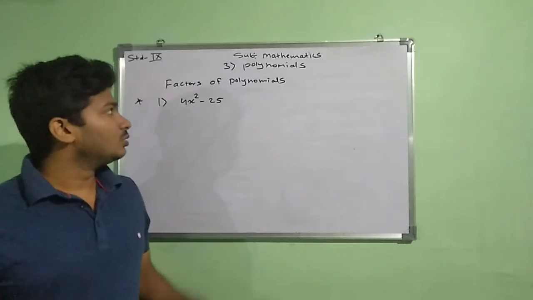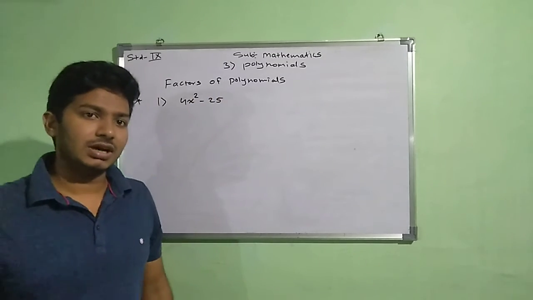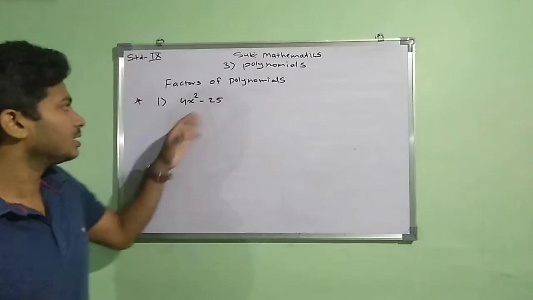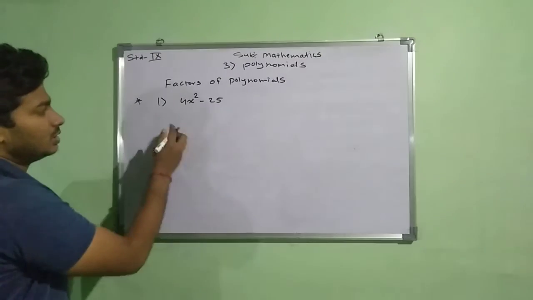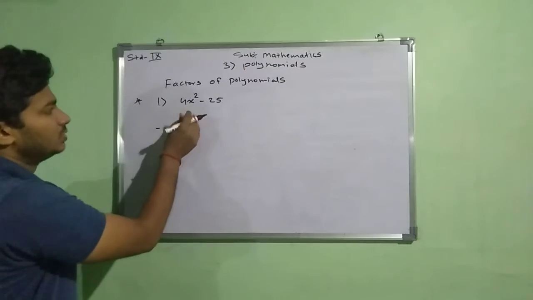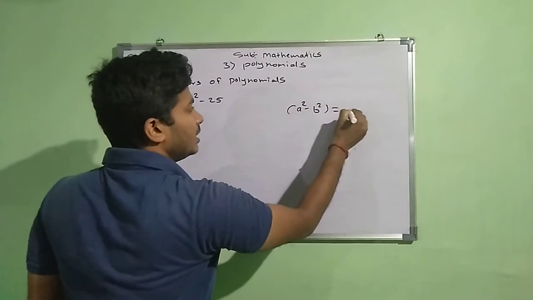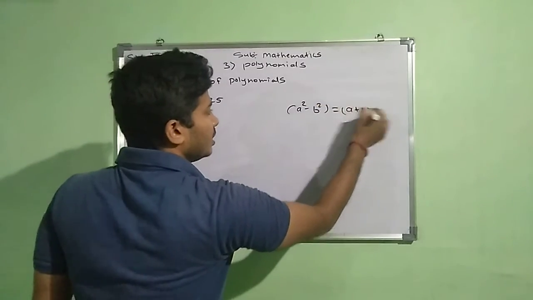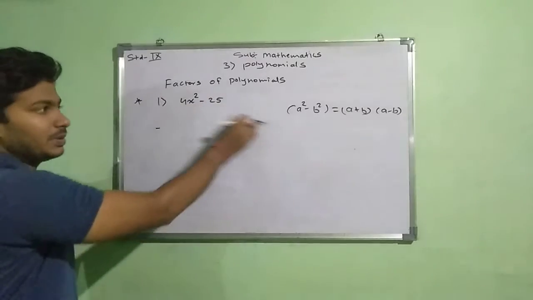Students, today we will see the factors of polynomials. Now, in the previous standard you have seen how to find the factors. Let us recall that. Suppose this is example number 1, x square minus 25. We can find the factors of the given polynomial by using the formula a square minus b square, and the formula is a plus b in the first bracket and a minus b in the second bracket. So we will customize our example in this way.